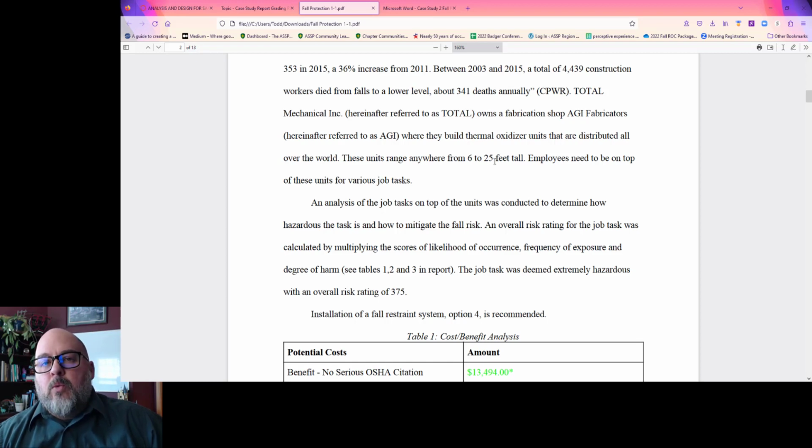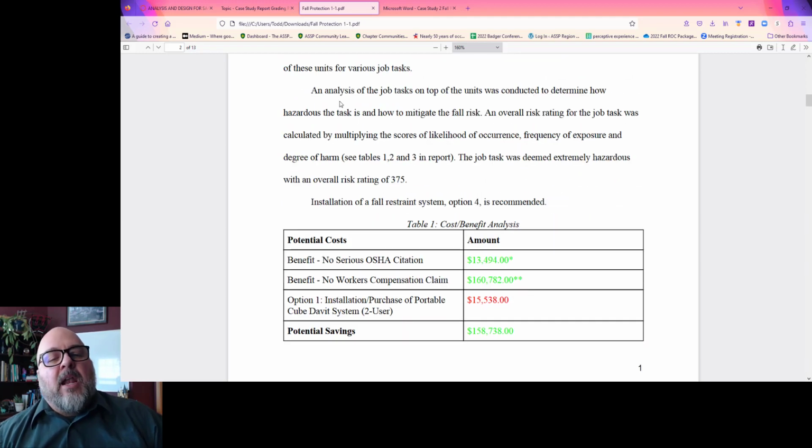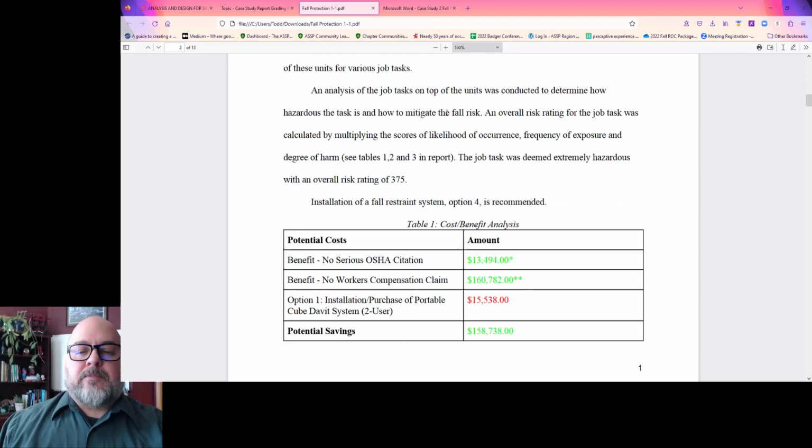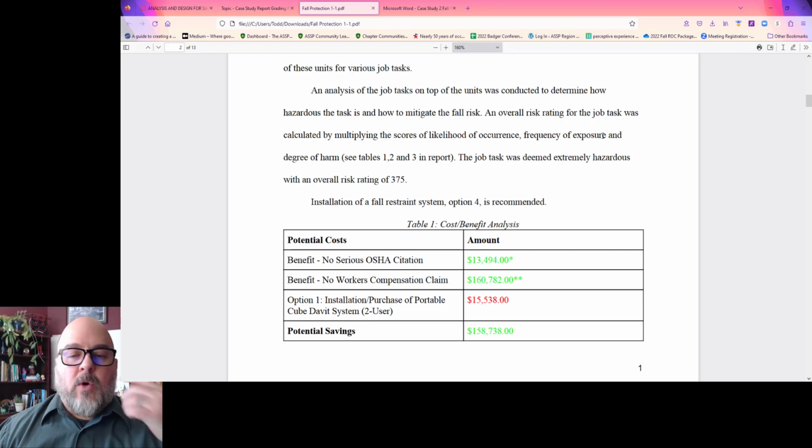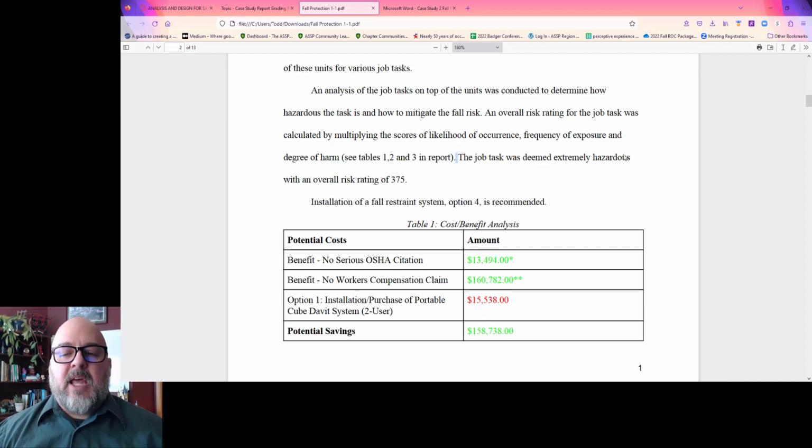Okay, so if there's no railings, if there's an open edge, then they have to have a personal fall arrest system. Yep, that's what that means. An analysis of job tasks on top of the units was conducted to determine how hazardous the task is and how to mitigate the fall risk. Great. An overall risk rating for the job task was calculated by multiplying scores. Great. Job task was deemed extremely hazardous with an overall risk. So it'd be nice to have a little bit more there, but he's saying that it's a very high rating.